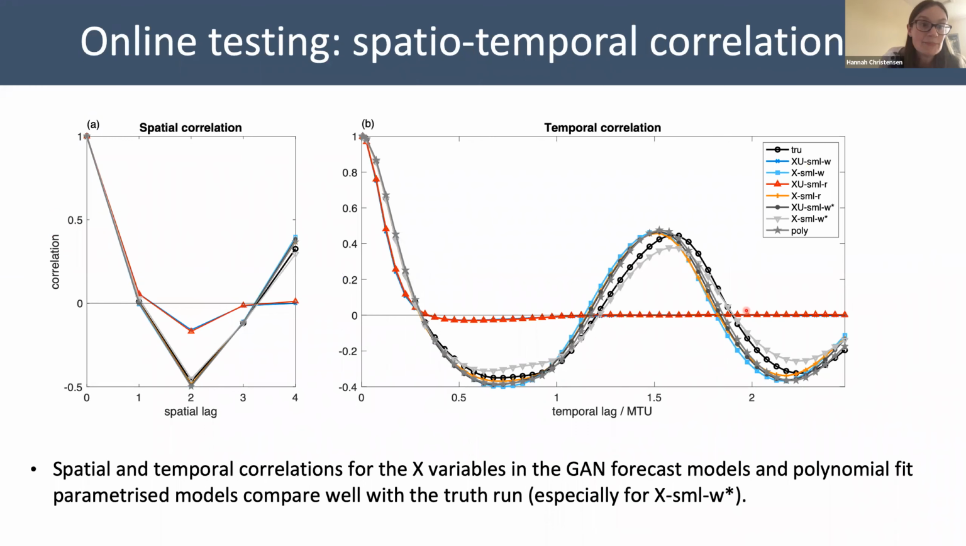We dug into this a little bit further. So instead of just looking at the PDF, here we're looking at spatiotemporal correlations. Here the true correlations are shown in black. The polynomial is given by this line with the stars, and you can see that many of our GANs are clustering around that polynomial line, but actually our pale grey XW star model seems to be doing a bit better than this benchmark in terms of timing, especially of this second peak.